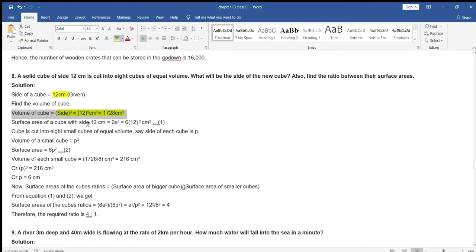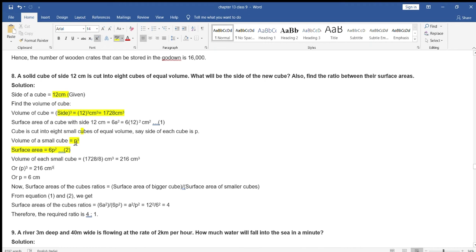Now it is divided into 8 cubes of equal volumes. If the side of a particular smaller cube is P, you can assume it as any term A, B, C, X, whatever. So the volume will be P cube. Now, how can you find the surface area? The surface area will be 6P square. So this will be the surface area and this will be the volume.